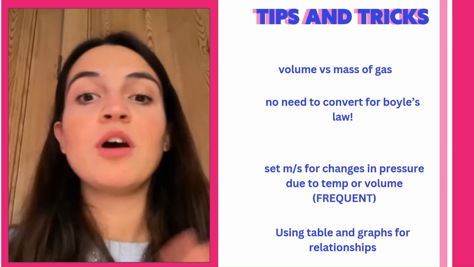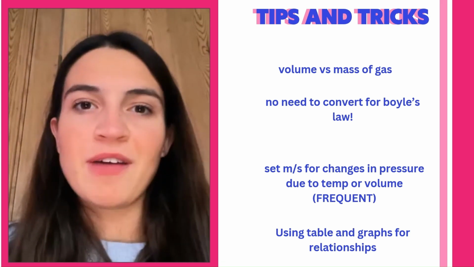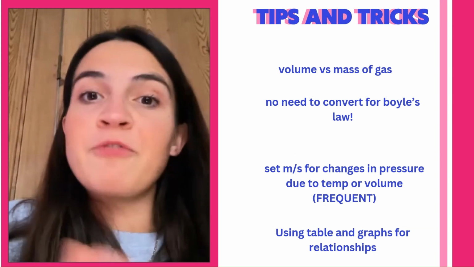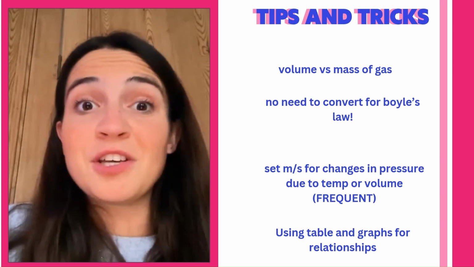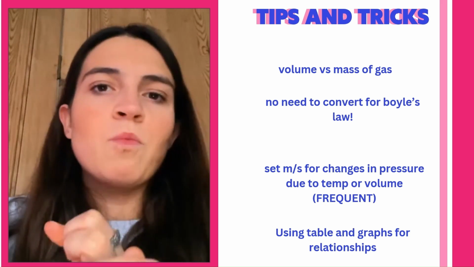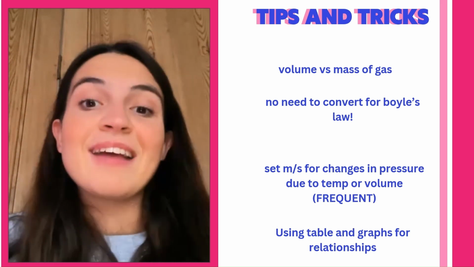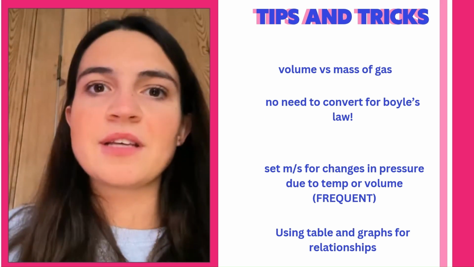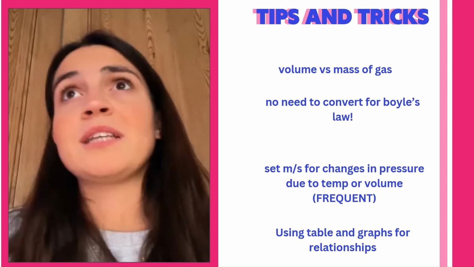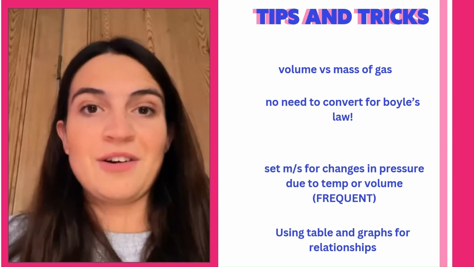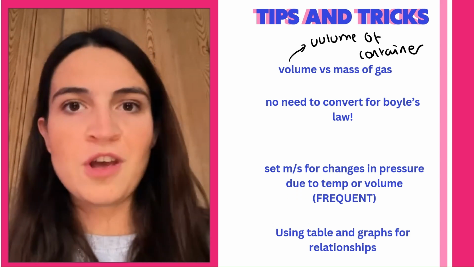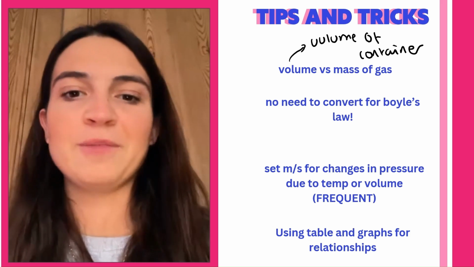So make sure all of your temperatures are in Kelvin before you use this equation. The first tip, volume versus mass of a gas. Yes, just be very careful when we're talking about pressure changing because the volume's changing. We're talking about the volume of the container, and we have to assume with our pressure-volume relationships that one of the things that's remaining constant is the mass of the gas. If the mass of the gas is not remaining constant, then that's going to complicate things further because either we've got more or less particles in our container as well, and we need to think about how that would affect the pressure. So volume of the container is what we're talking about.